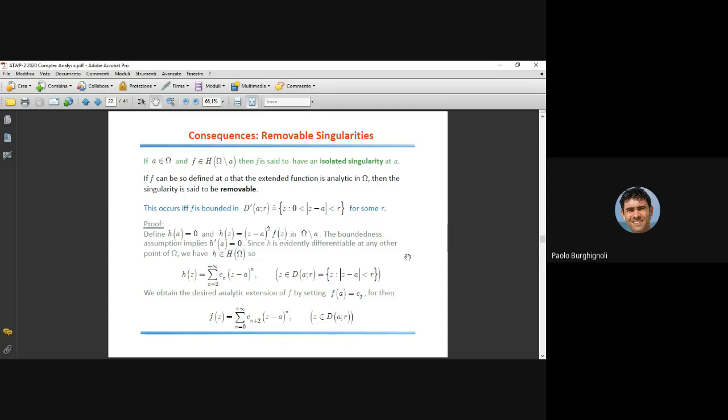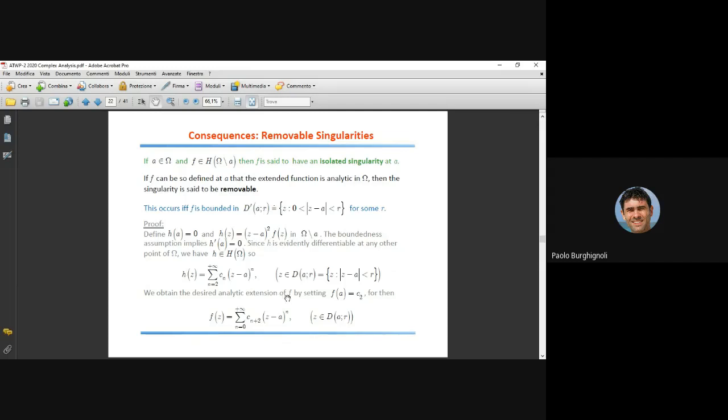For example, we could define a new auxiliary function h to be equal to 0 at the isolated singularity A, and at any other point it can be defined as the product of our function f of z times the monomial z minus a to the second power. Now, the assumption of boundedness of f has the immediate consequence that our function h can be defined everywhere, and is differentiable everywhere, and its derivative at the point A is equal to 0. So as a consequence, we have a power series representation of the analytic function h, a Taylor series, which, however, will start from the order n equal 2, because the function has a double zero at the origin.